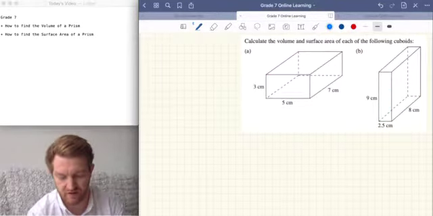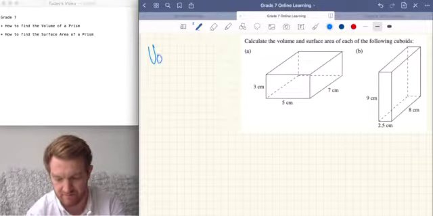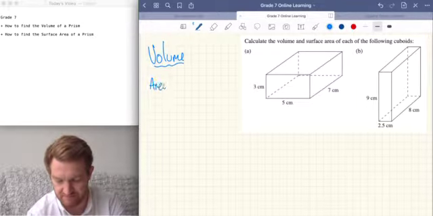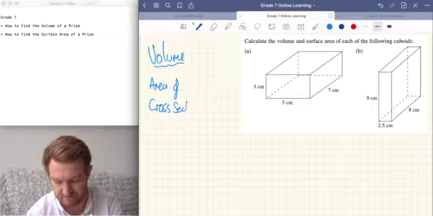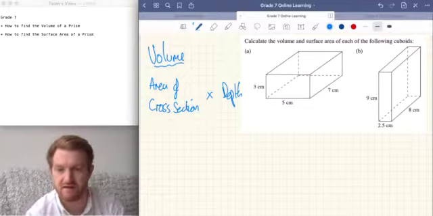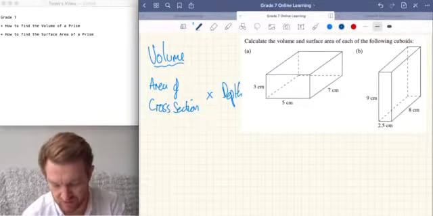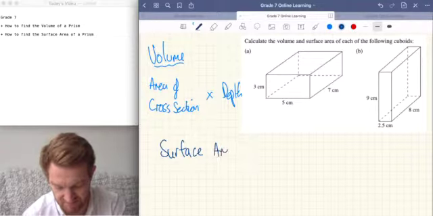So to summarize, we now know this works for cuboids. We'll check it works for others. Volume is area of cross section times the depth. I'd advise maybe take a screenshot of this in a moment, or just pause the video so you can write this down.